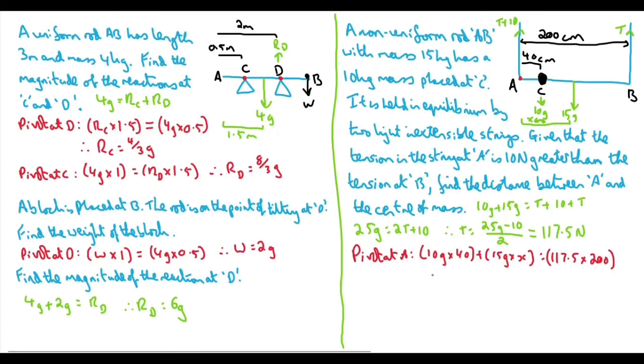Just expanding these brackets, you'd end up with 400G plus 15GX equals 23,500. So to get X on its own, we would take that 23,500 minus the 400G from it, and then divide that by 15G here. You can't cancel through by a common factor of G this time because there's no G in that first term, so you're just going to have to type that all into your calculator using your 9.8 instead of those G's, and then this would come to approximately 133 centimeters away from A. That is the center of mass.